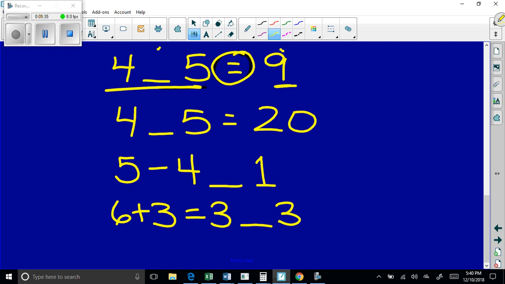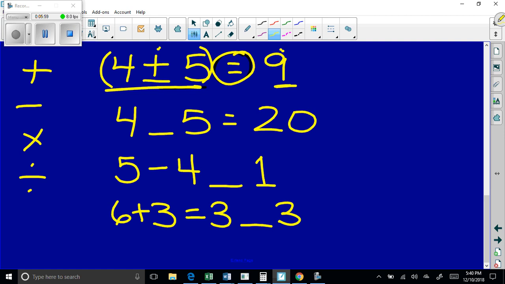Well, we know there's 4 operations. I could add, subtract, multiply, or divide. So if I try to add 4 plus 5, that will give me 9. So now I have 9 on this side of the equal symbol, and then I have 9 on that side of the equal symbol. So I've just figured out what was missing.